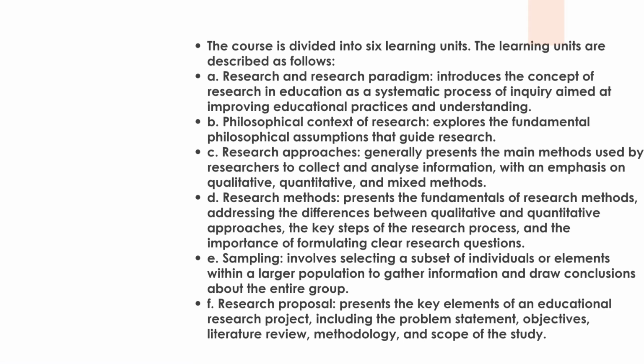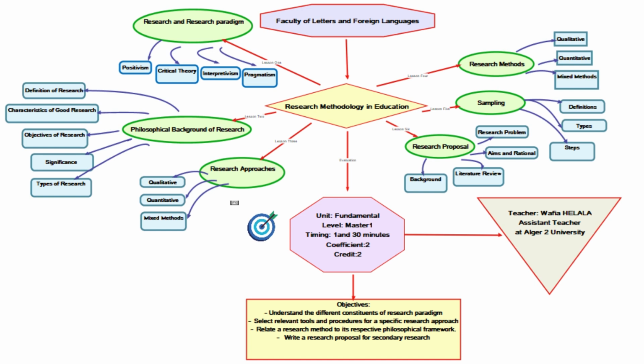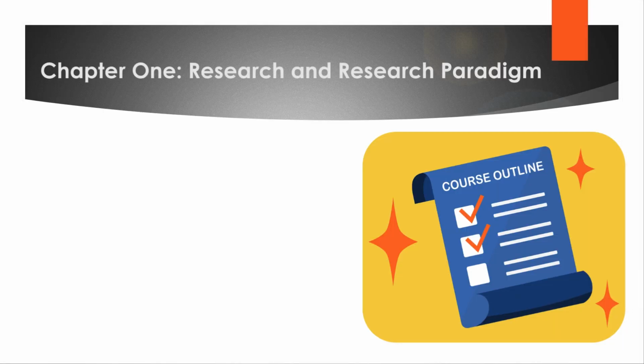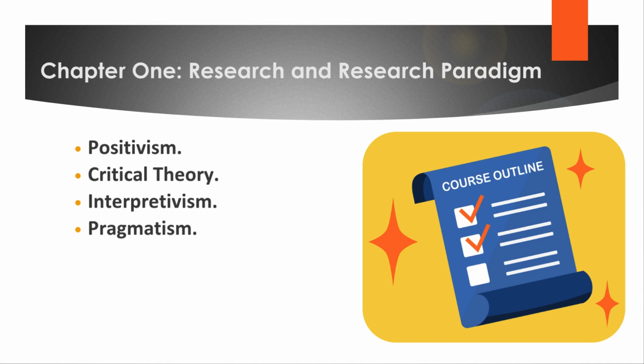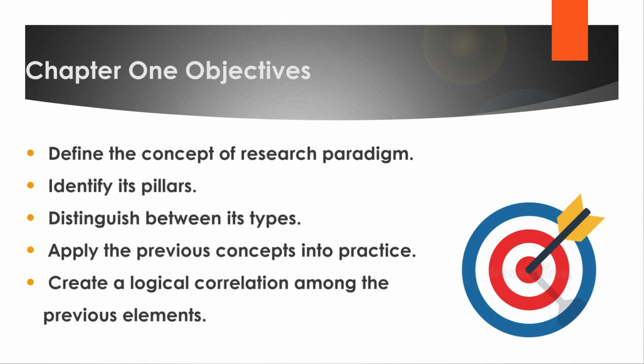Regarding the course content, as seen in the map, Research Methods in Education consists of 2 chapters. Each chapter is dedicated to 12 weeks a semester. The first chapter, entitled Research and Research Paradigm, addresses the following titles: Positivism, Critical Theory, Interpretivism and Pragmatism. The first chapter aims to define the concept of research paradigm, identify its pillars, distinguish between its types, apply the previous concepts into practice, and create a logical correlation among the previous elements.